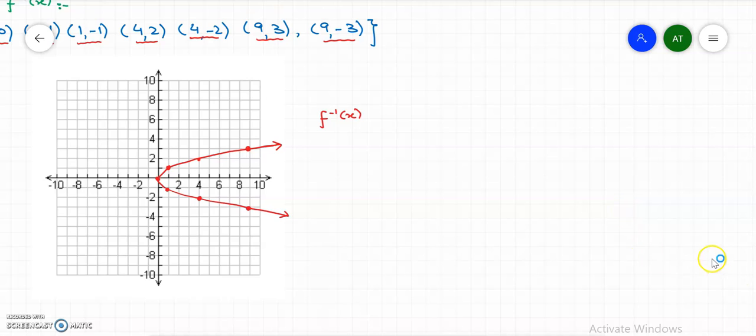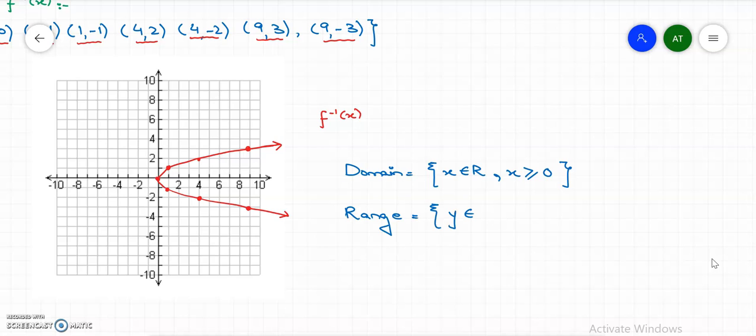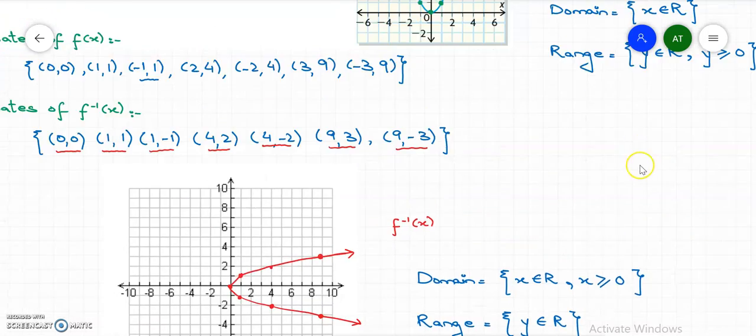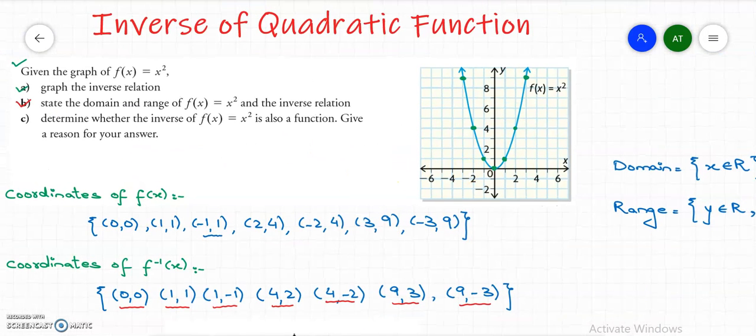Look at the graph of the inverse relation. Here the domain would be, we can say x belongs to real numbers, and all the positive x values that are greater than or equal to 0 are included in the domain of this relation. And the range, we can see y belongs to real numbers. All the y values, the positive y values at the top and the negative y values down, are used in this relation, right?